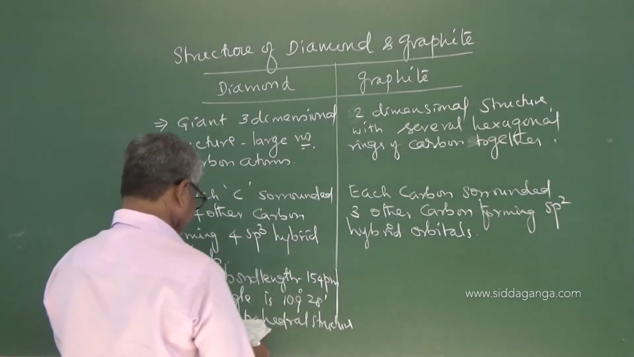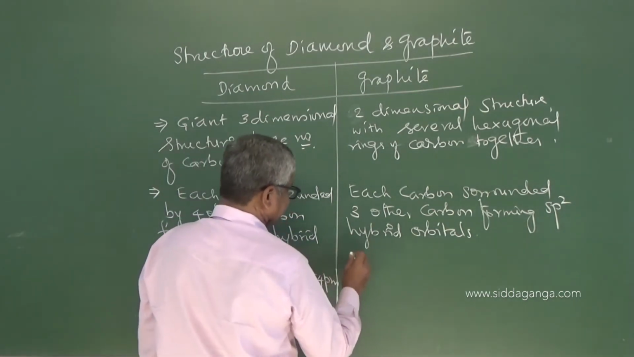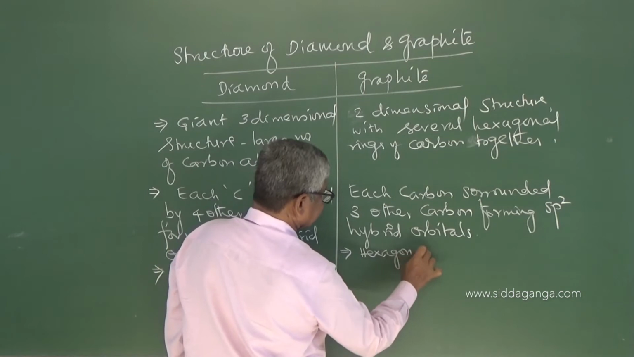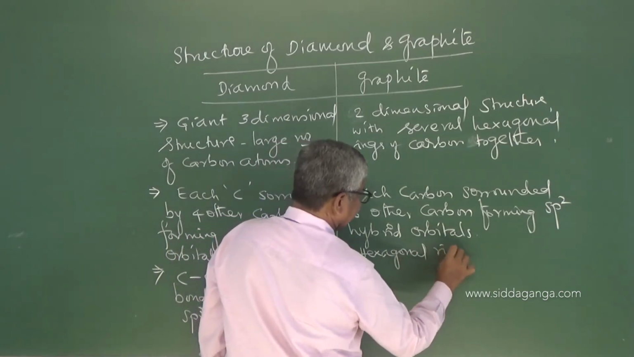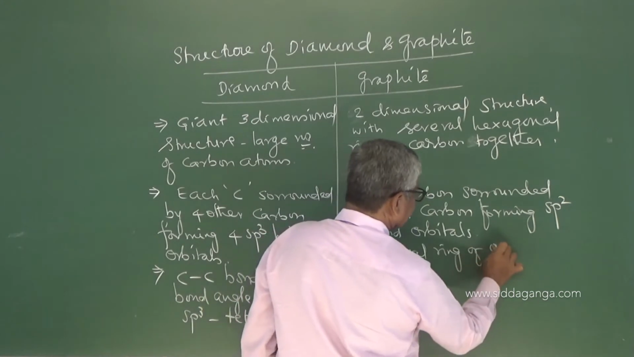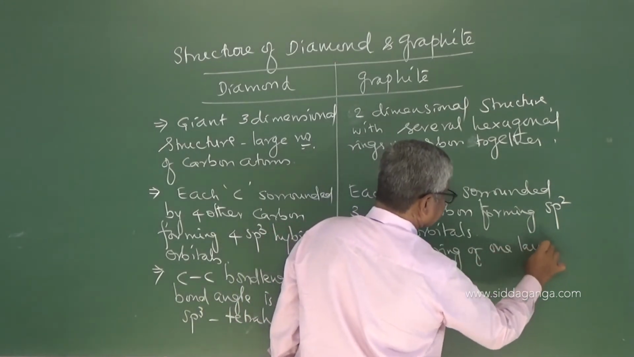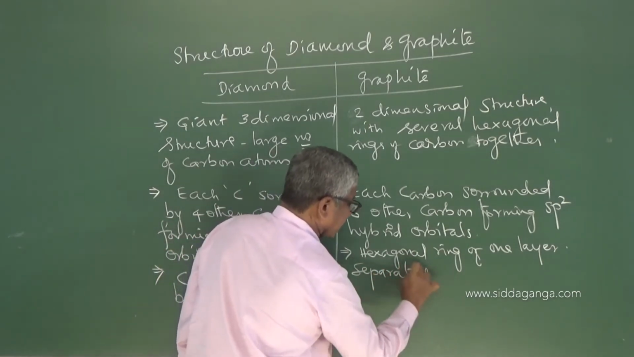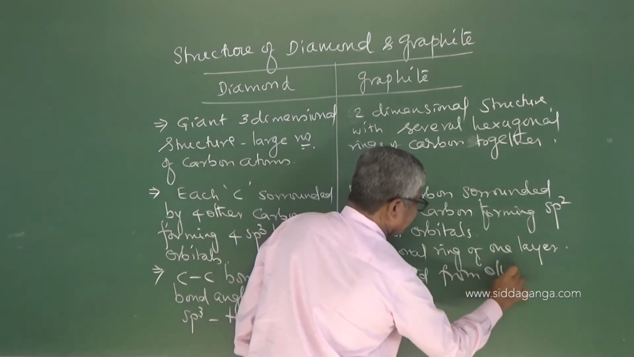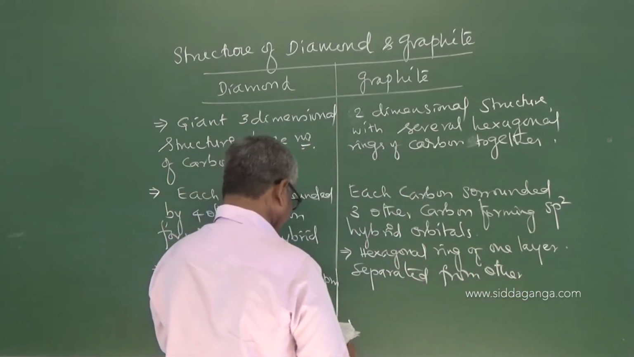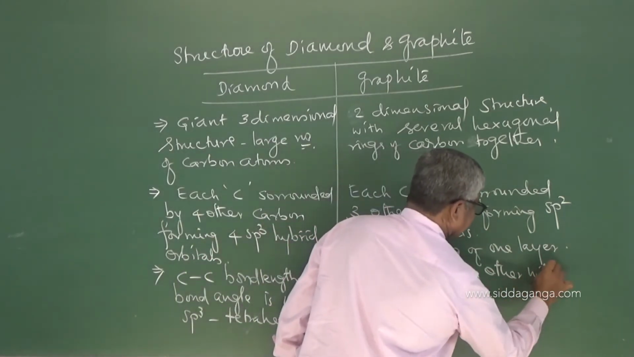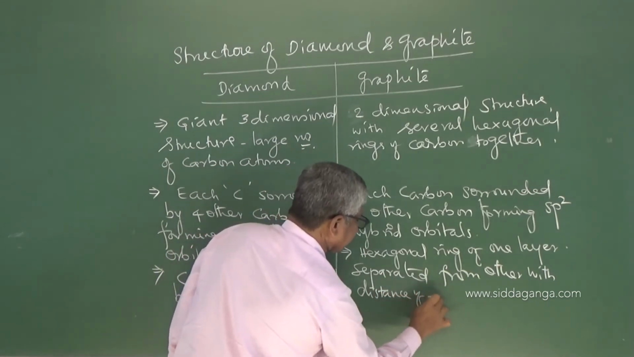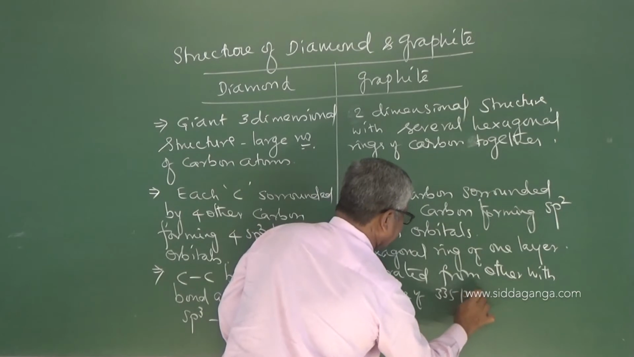Next, in graphite it is forming hexagonal rings, and one layer is separated from the other layer with a distance of 335 picometer.